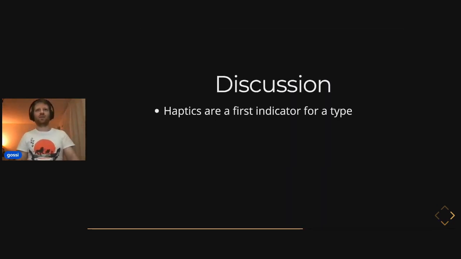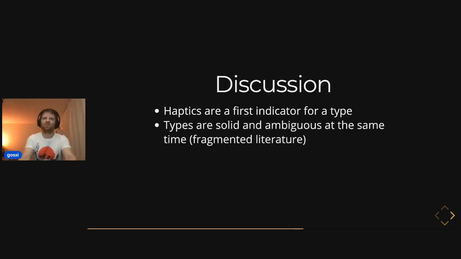So, a discussion of the whole component types. The haptics are basically our first indicator for a type. That's why I like to always put them here as well. It's not a promise, it's not a guarantee, but a good first indicator. Types are quite solid, but also ambiguous at the same time. The literature is a bit fragmented, and names are used to describe different types. So you always need to keep an eye on it, whenever you're discussing this with somebody else, to make sure you're talking about the same thing.